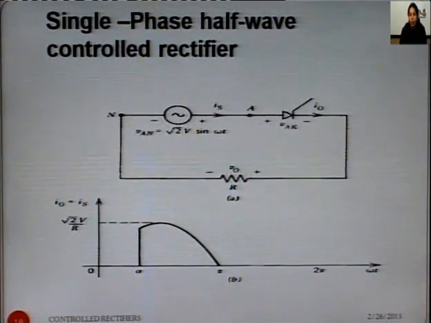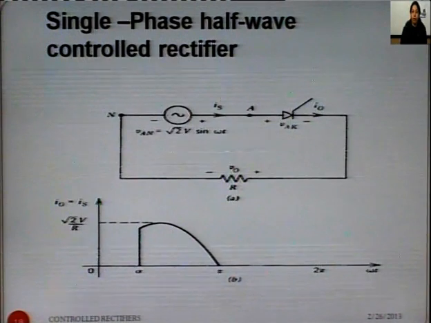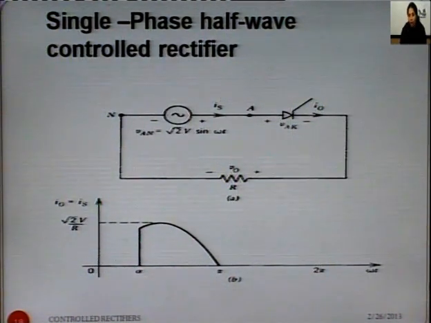So, this is the circuit diagram of the single phase half wave controlled rectifier. In this, we have an input AC source shown as VAN, which equals root 2 V sin omega t, and it is providing current Is. After that we have the SCR, which is a 3 terminal device. VAK is the voltage across the SCR, and IO is the current flowing through the SCR, and we have resistance R, and we get V out, the output voltage, across this R.